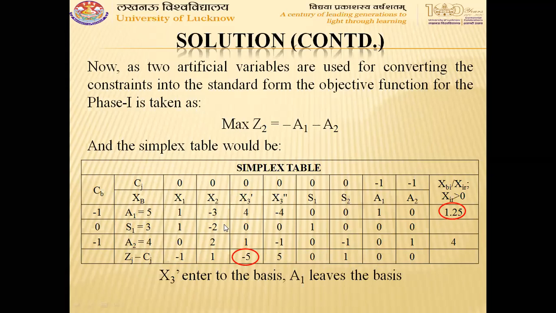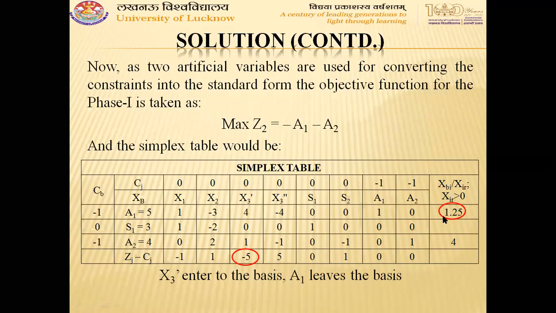Now we calculate the ratio xbi upon xir such that xir is greater than 0. That means divide the value in xb by the corresponding element in the column of the entering variable. The first will be 5 upon 4, that will give 1.25. The second element is 0, therefore the ratio is not calculated, as the condition is that xir should be greater than 0. And the third ratio is 4 upon 1, that is 4.